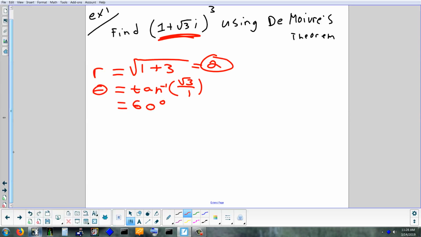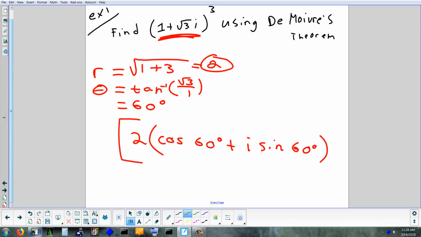All right, so now write your complex number. R, parenthesis, what trig function comes first? Cosine of the angle plus, don't forget your i, and then what trig function comes second? Sine of the angle. And now we're raising that whole thing to the eighth power.